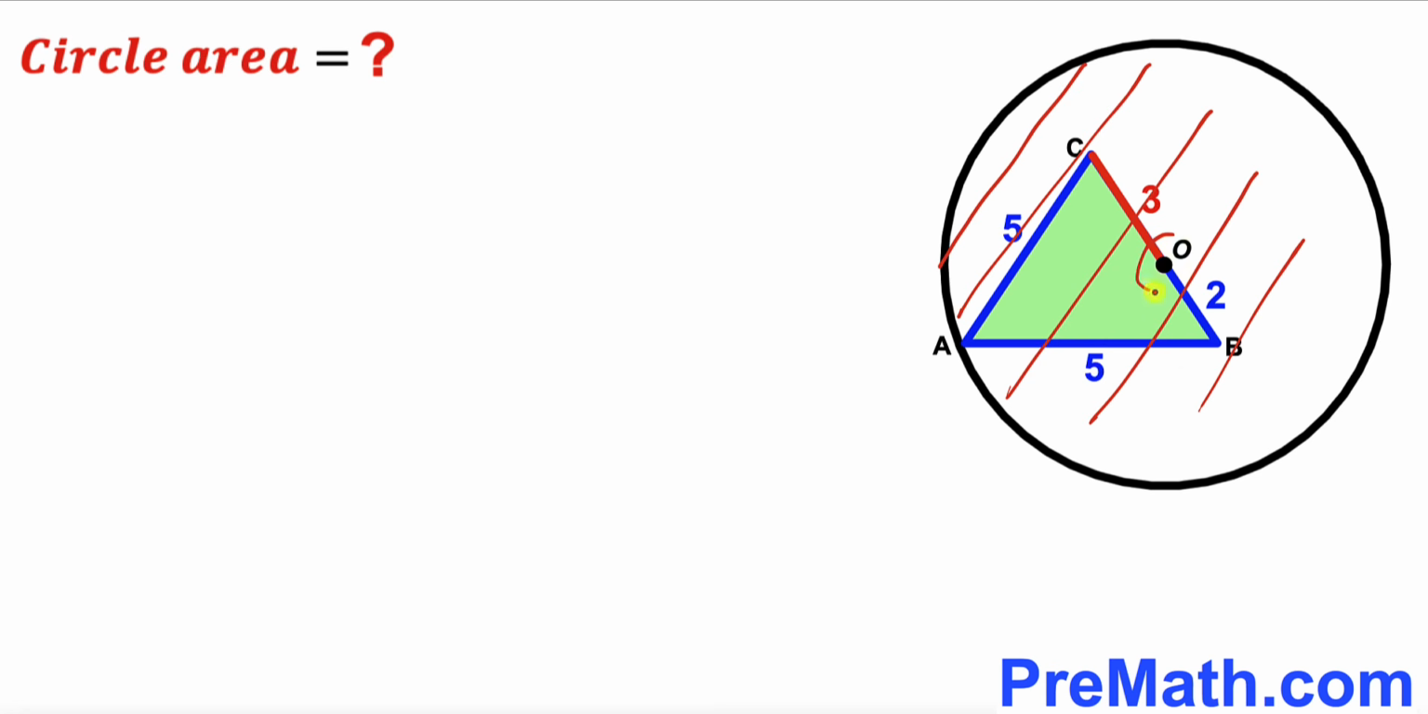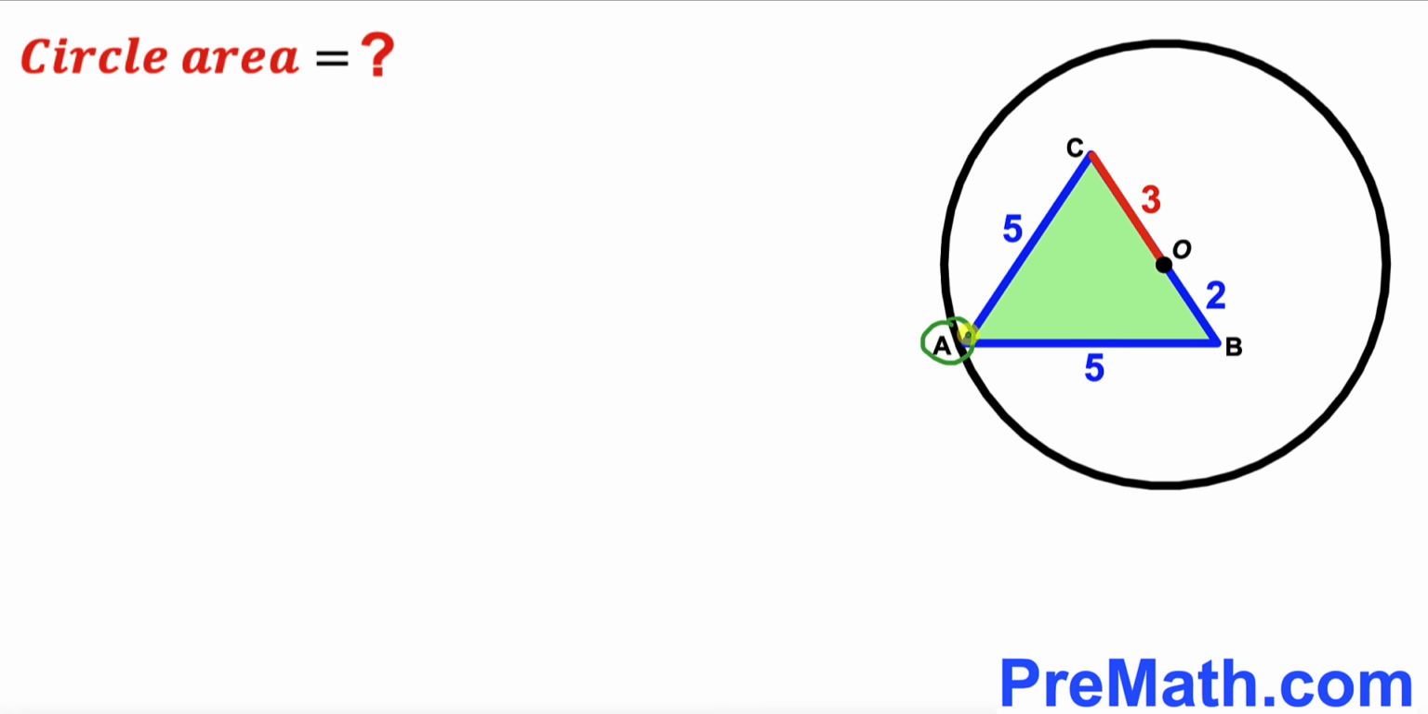In this video, we have this green shaded equilateral triangle ABC, fully confined in a circle with center O, as you can see in the given diagram, such that vertex A is on the circle, and moreover side AB of this triangle is 5 units. The side AC is 5 units. The segment OC is 3 units, and finally the segment OB is 2 units. Our task is to calculate the area of this given circle.